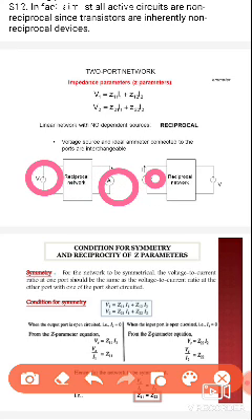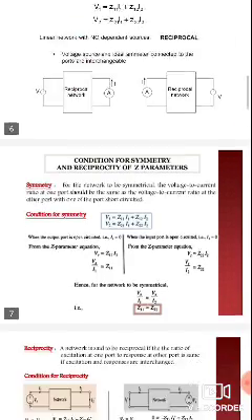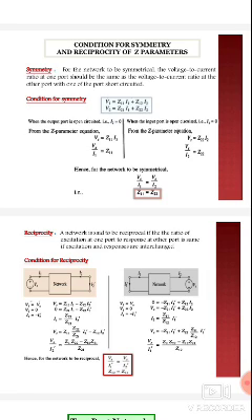Voltage across port 1 depends on the current at port 1 due to current across port 2, or current across port 1 due to voltage across port 2. These are interchangeable. Next, the condition for symmetry and reciprocity. Symmetry means, for a symmetrical network, the voltage-current ratio at one port should be the same as the voltage and current ratio at the other port.